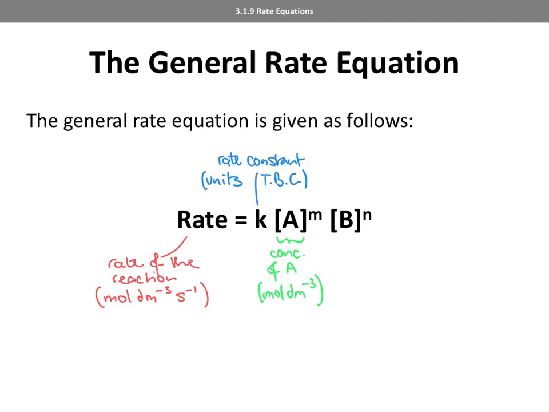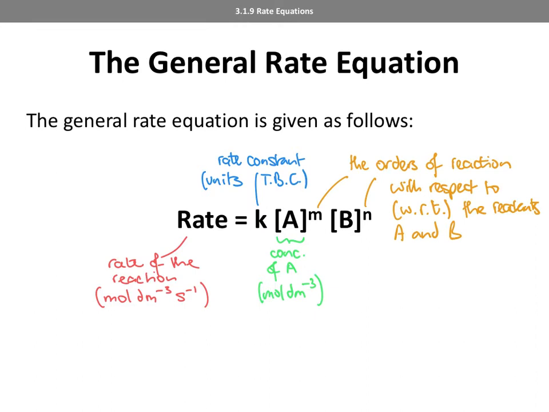We'll understand a little bit better what that means in a second, but for the moment those raised powers are called the orders of reaction, and they are the order of reaction with respect to whatever concentration they are associated with. So M here is associated with A, so M is the order of reaction with respect to A. If we add M and N together, then what we get is the overall order of the reaction.